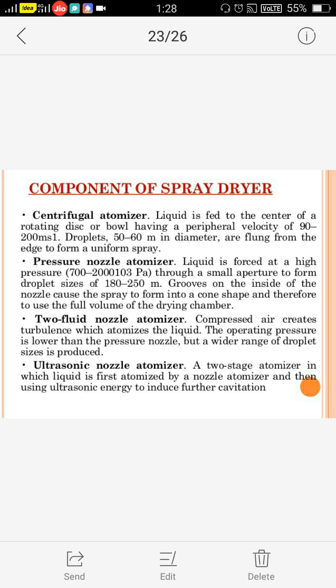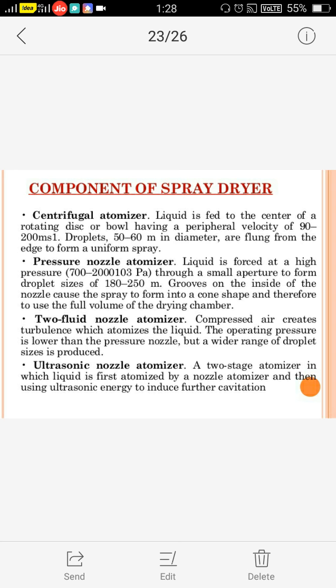Then pressure nozzle atomizer: liquid is forced at a high pressure through small apertures to form droplet sizes of 180 to 50 microns. Grooves on the inside of the nozzle cause the spray to form into a cone shape and therefore use the full volume of the drying chamber.